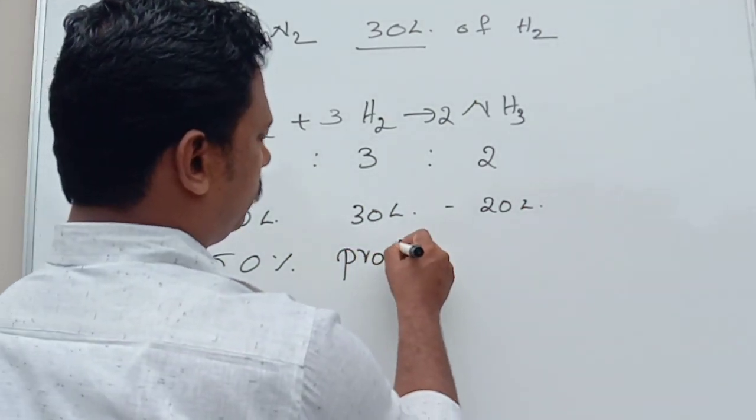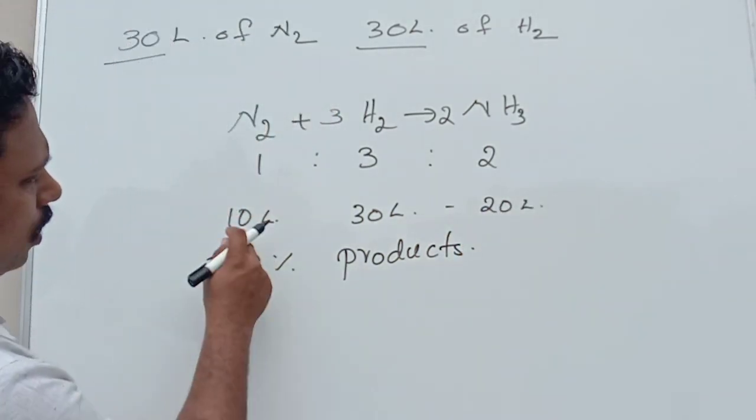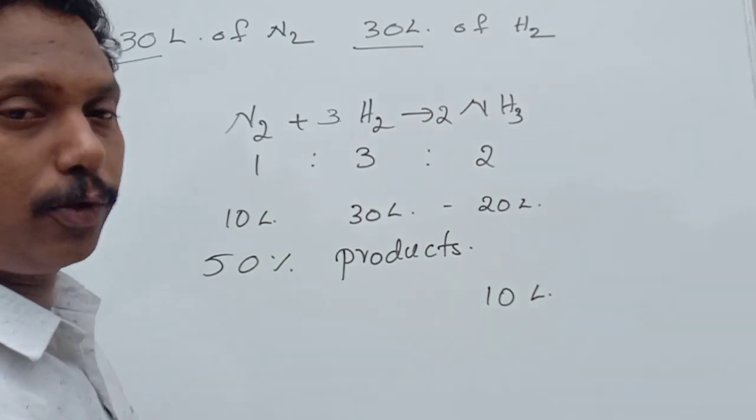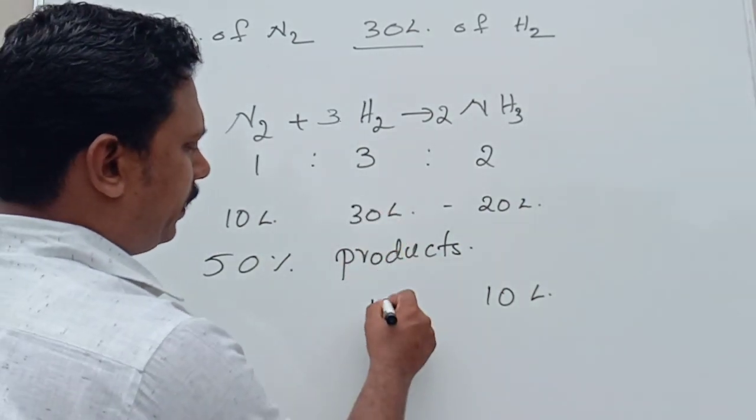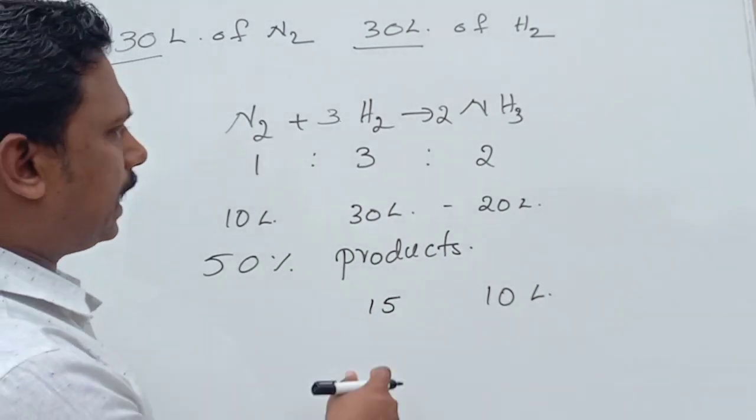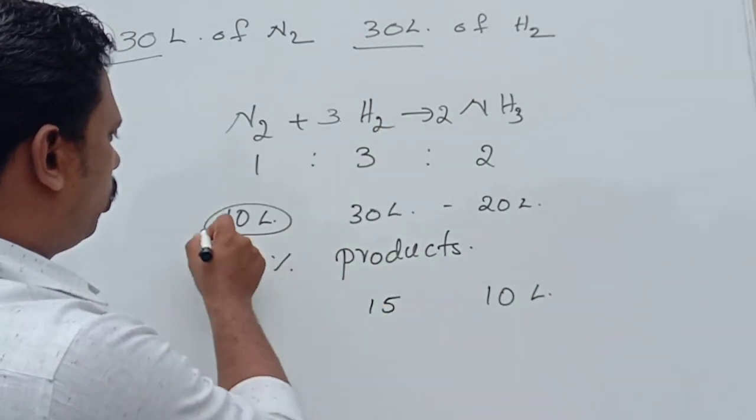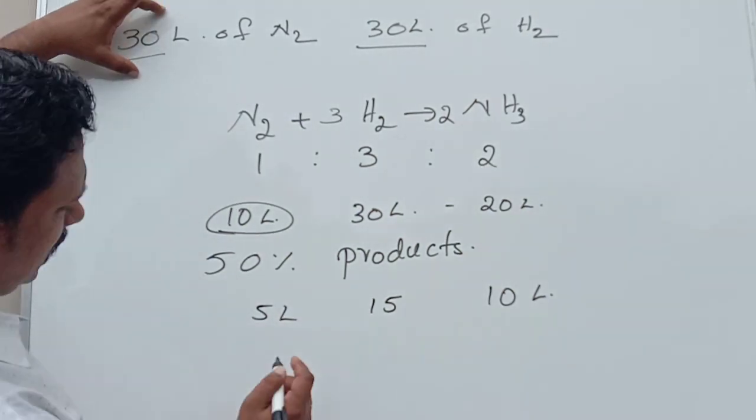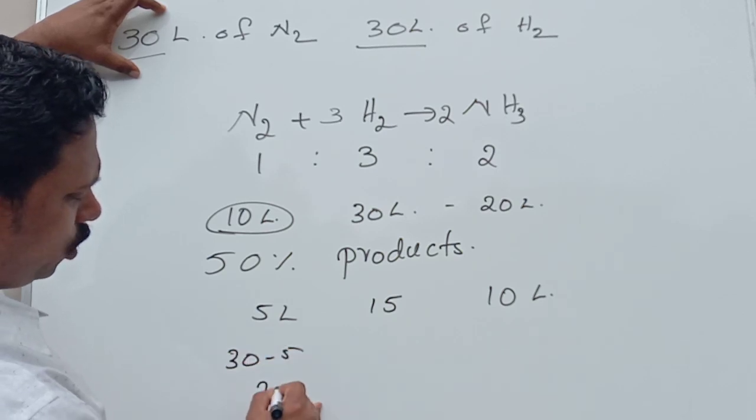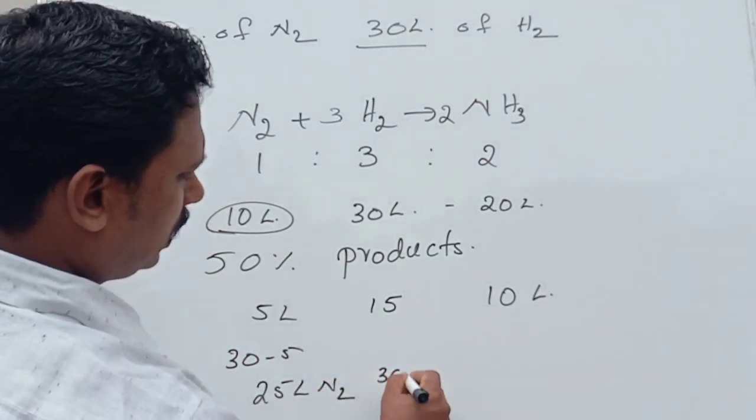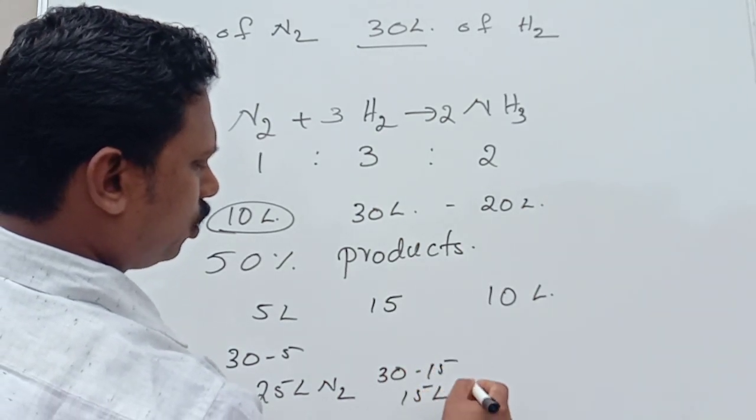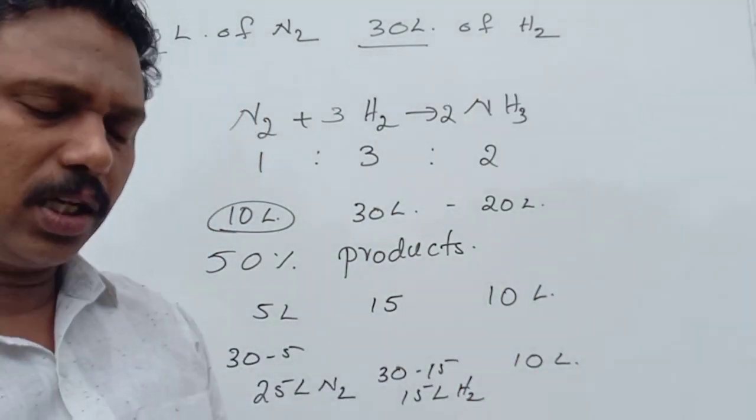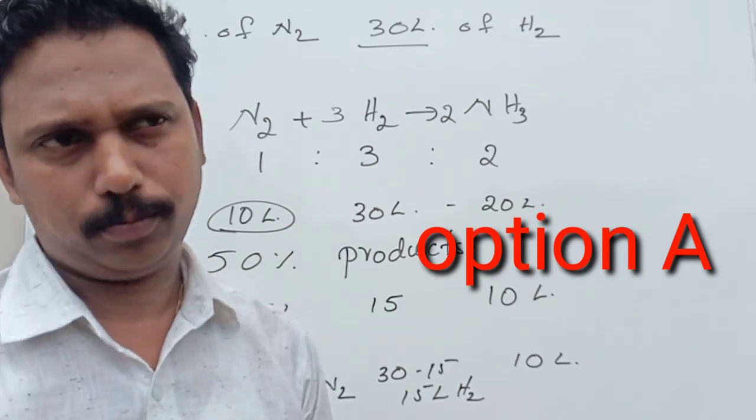50% of the products are formed. Then only 10 liters, sorry, not ml, 10 liters of NH3 is formed right here. For that, only 15 liters of H2 has to react. Hydrogen will be 15 liters, and here you will need only 5 liters of nitrogen, N2. Initially taken is 30 liters, so 30 minus 5, 25 liters of N2, 30 minus 15, 15 liters of H2, and 10 liters of NH3 are the mixture of gaseous products. Okay.